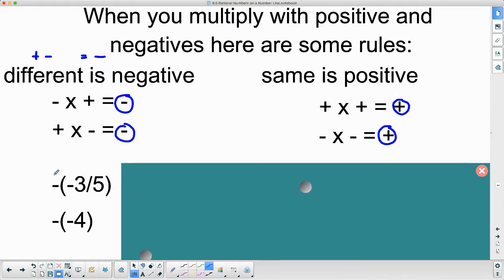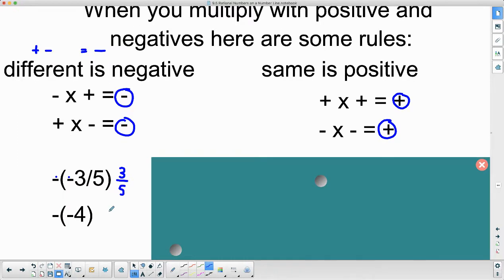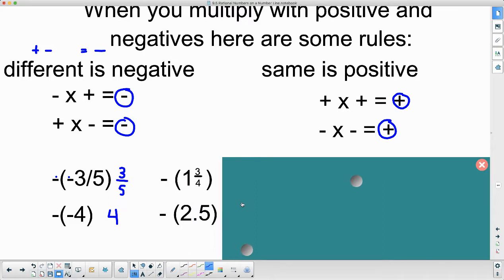So our first one here, we have a negative times a negative, right? Parentheses means times, so negative times negative. They're the same. Our answer should end positive. So this answer would be positive 3/5. So go ahead and try this one here. So a negative times a negative is positive 4. Let's try the next one.